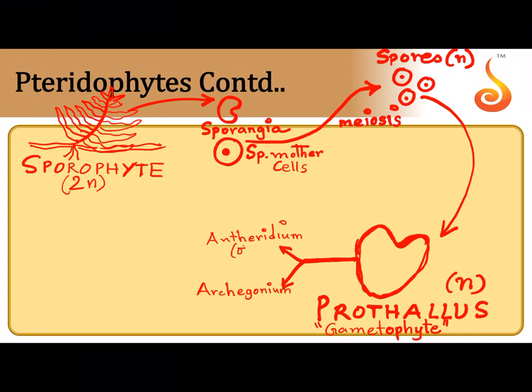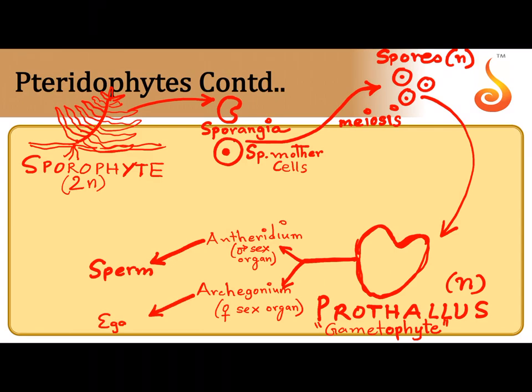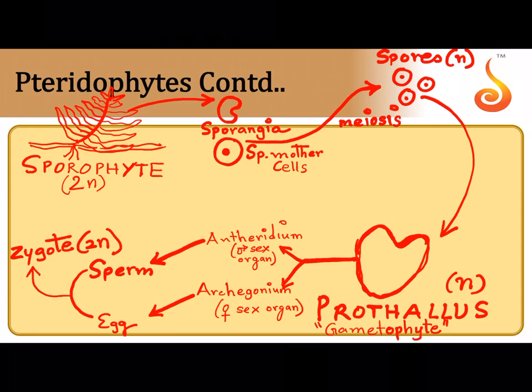Antheridium is the male sex organ and archegonium is the female sex organ. Correct? Now the antheridium produces the sperm or the antherozoid, and the archegonium produces the egg. The sperm migrate towards the egg and they both fertilize to form a diploid zygote.